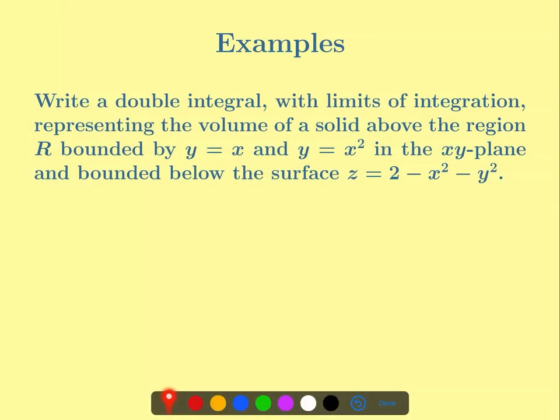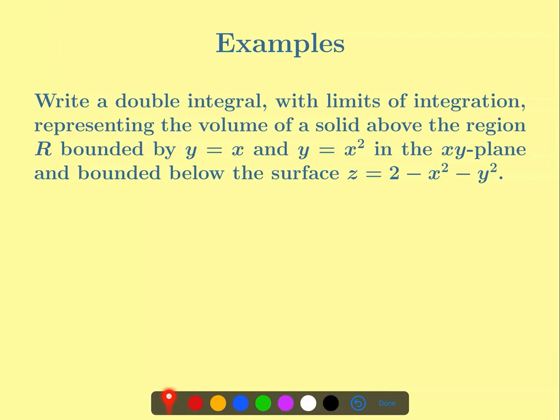So let's try some examples, keeping all this in mind. The first one is to write a double integral with limits of integration indicated that represents the volume of a solid above the region R, bounded by y equals x and y equals x squared in the xy plane, and bounded below by the surface z equals 2 minus x squared minus y squared.